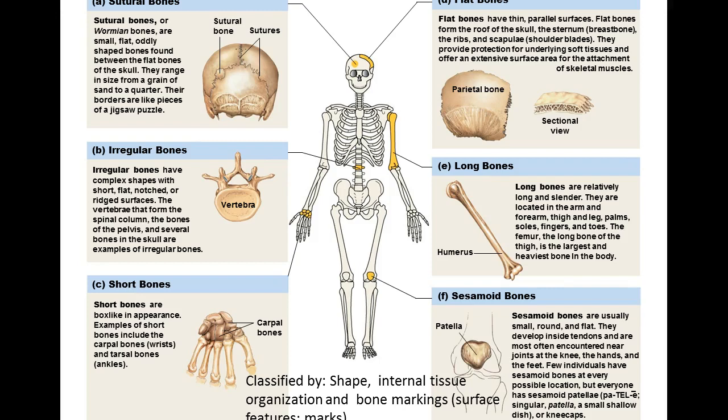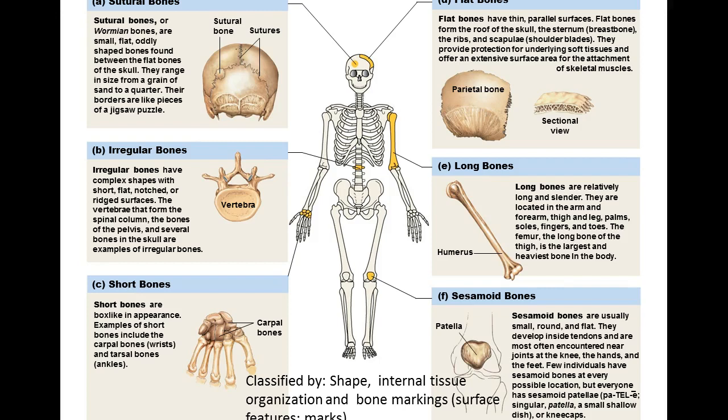These don't always happen. They are bones that are found in sutural joints, and they can be very small. They can be the size of a grain of sand or as large as a quarter. And their borders are very much like a jigsaw. It's just an abnormal normal in terms of sutural bones.